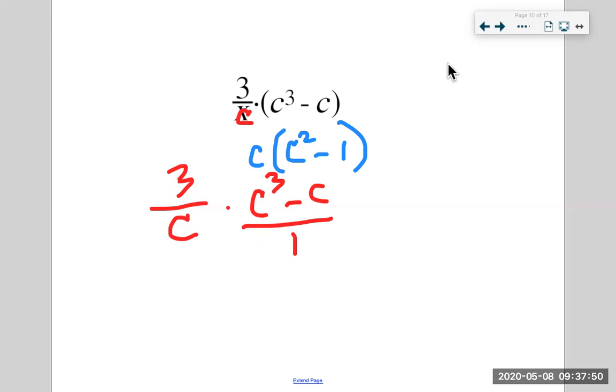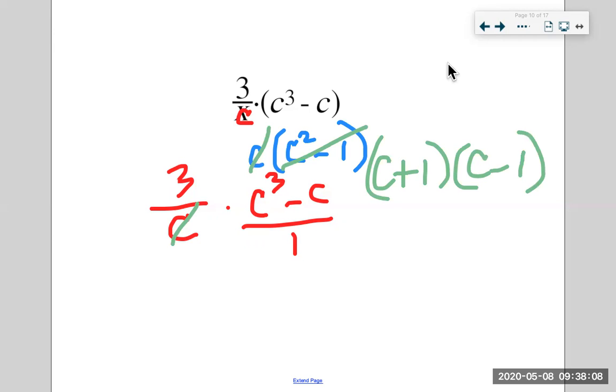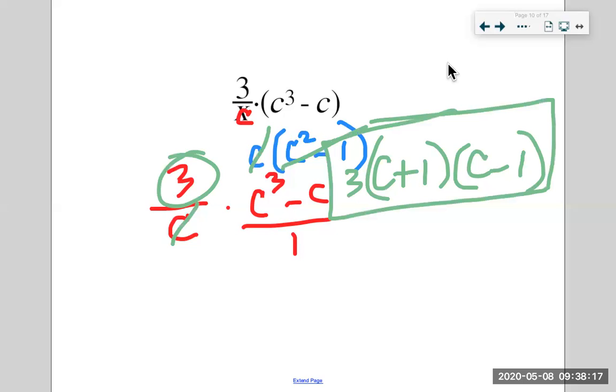So that could be, well, first of all, let's see. Let's take care of that c. That can go away with that. So now we have c squared minus 1, which could be written as c plus 1 times c minus 1. And we still have it times 3, which came from here. And there's nothing in the denominator but a 1. So that is our factored form of that multiplication problem.